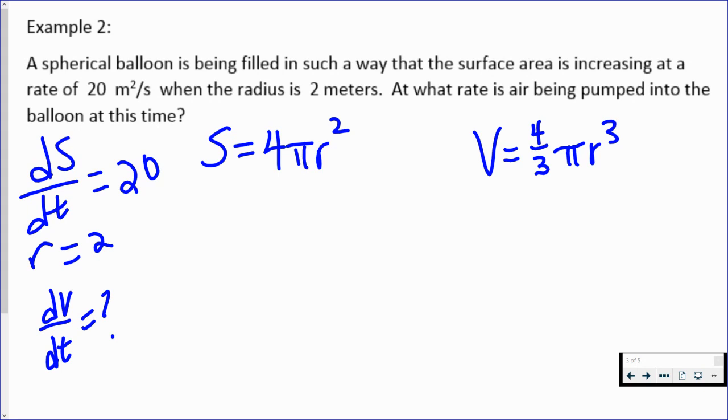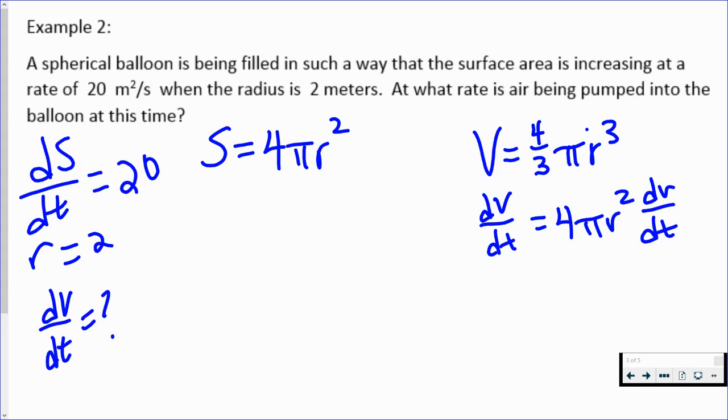Now, let's see. We want to find the rate of change of the volume. So we want dV/dt. Let's take that derivative with respect to time. We're going to pull that power out front. So 3 times 4/3 becomes 4, and pi is just a constant. So we have 4 pi r squared dr/dt. Now, let's think about trying to plug in. We want to solve for dV/dt, so that's going to stay a variable. We have the r, but we do not have the rate of change of the radius. We do not have dr/dt.